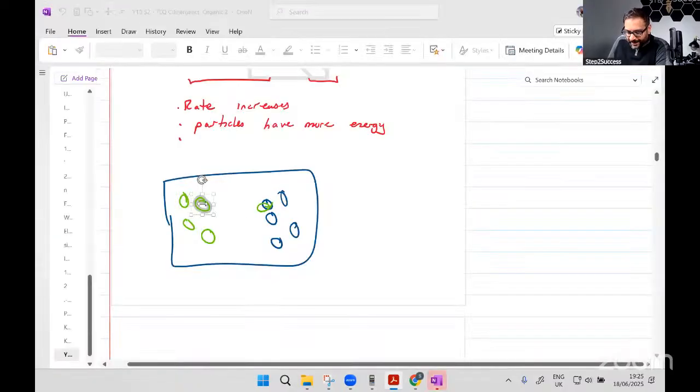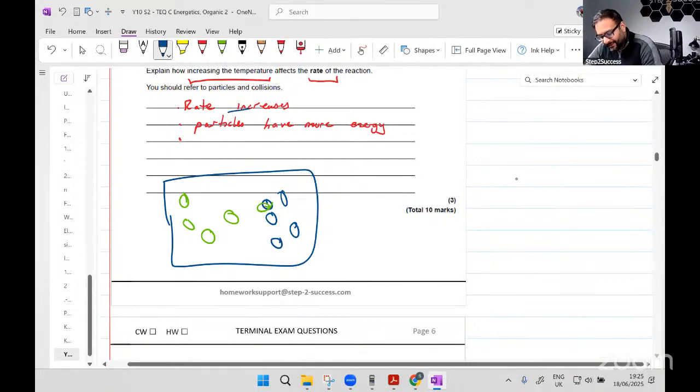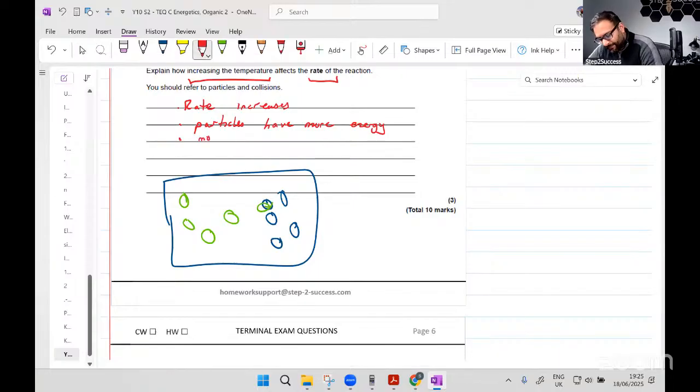So these things have to hit the particles just right and hard enough to be able to react, which means that if they're hitting each other more often, more frequently, then you're more likely to get them to react together. So if these particles hit each other a lot, you're going to get a faster reaction. And if they've got more energy, they're going to be hitting each other more often. So you want to say that there would be more frequent collisions between the particles, which will result in the faster reaction. So this phrase, more frequent collision, is so important.